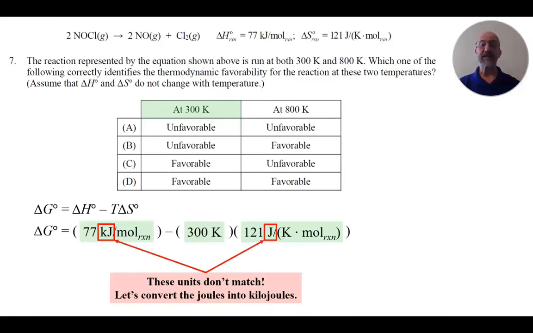Well, 77 kilojoules per mole of reaction, 121 joules per Kelvin mole of reaction. So these units don't match. I'm going to convert the joules into kilojoules.